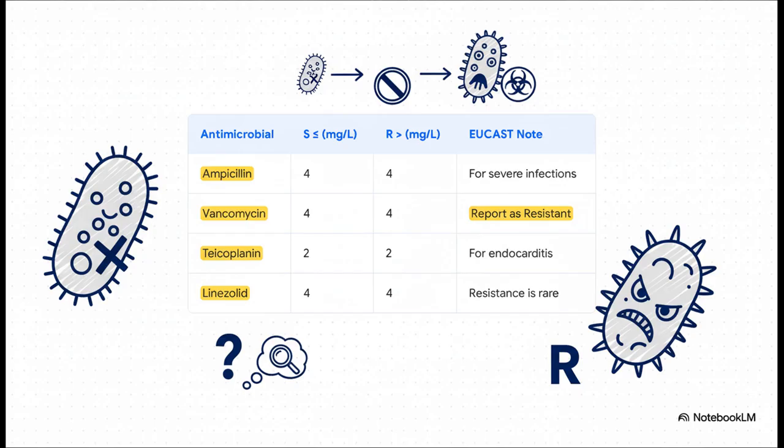And here are the EUCAST breakpoints that actually guide our interpretation of those susceptibility tests. But look at that note for vancomycin. It's crucial. It should simply be reported as resistant. There's no maybe, no intermediate here, because we know the intrinsic mechanism means it's going to fail in the patient. We make our treatment decisions based on the ampicillin result, where an MIC of 4 or less tells us we're good to go.